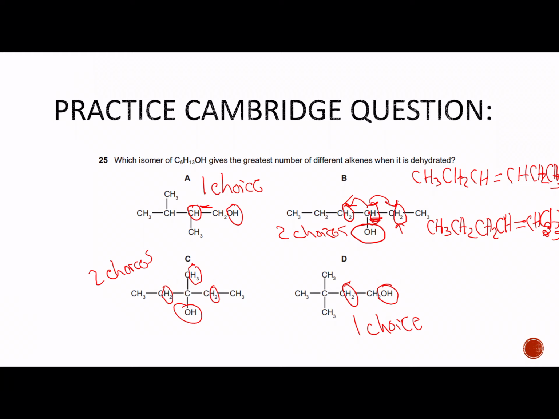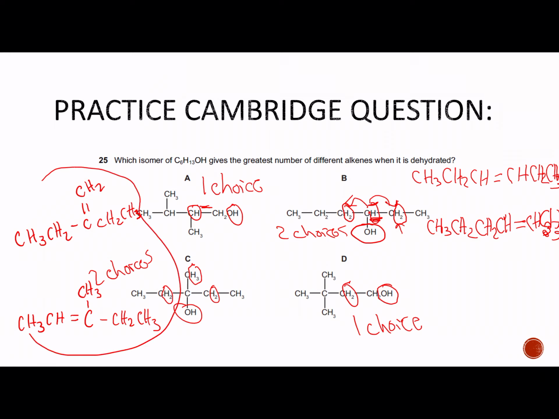My two options for C are CH3, CH double bond C, CH3, CH2, CH3. And the other one would be CH3, CH2, C double bond, CH2, CH2, CH3. Okay. Can you spot the difference between these two choices and these two choices?